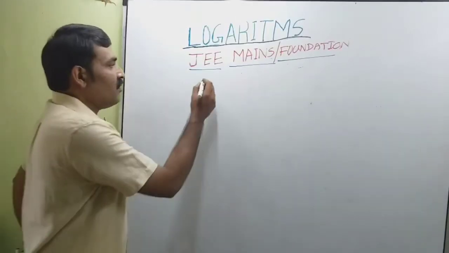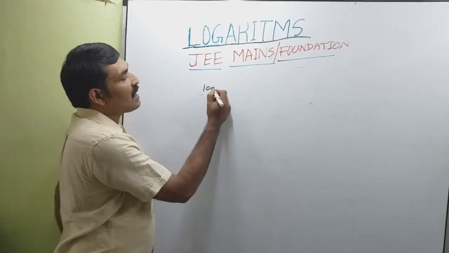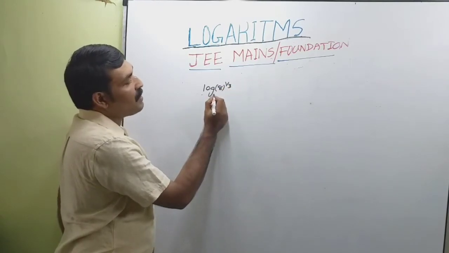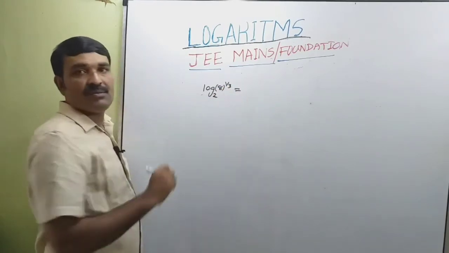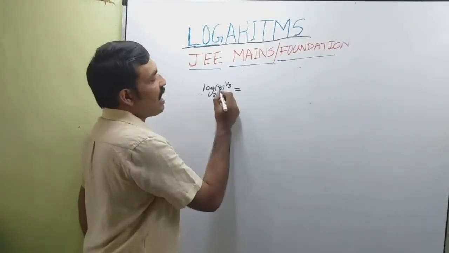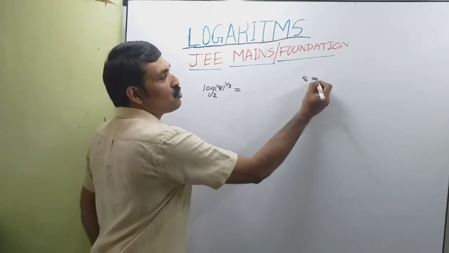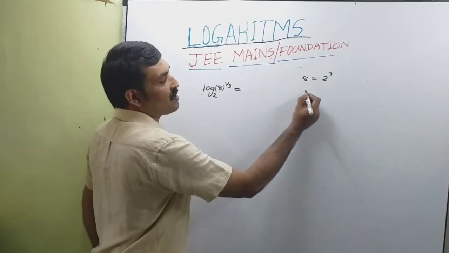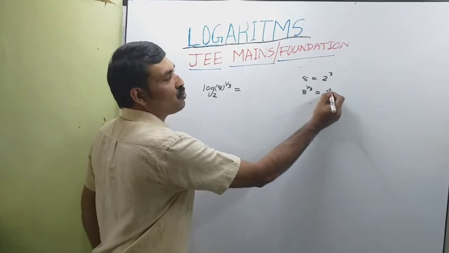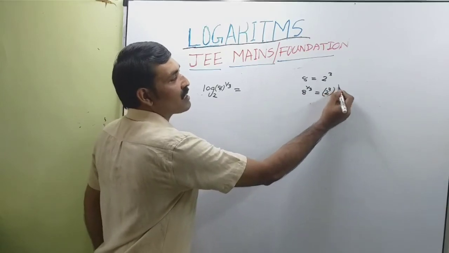Now the question: log of 8 raised to 1 by 3 to the base 2 is equal to what? So we can write 8 as 2 raised to 3. That means 8 raised to 1 by 3 is equal to 2 raised to 3, all raised to 1 by 3.